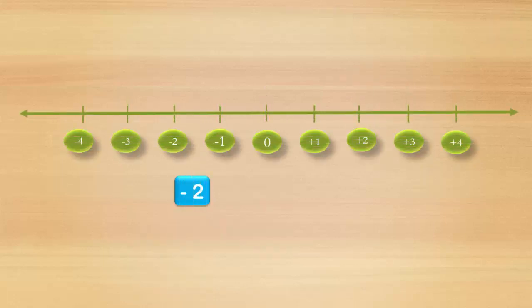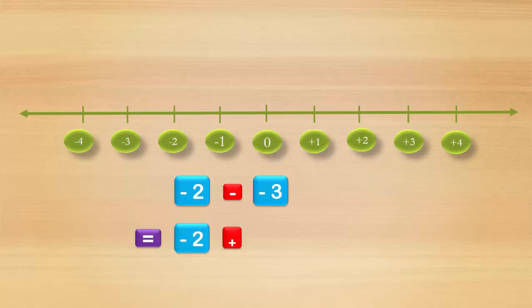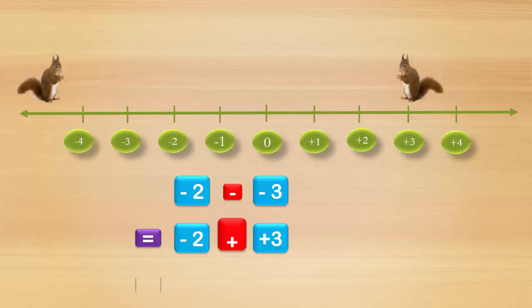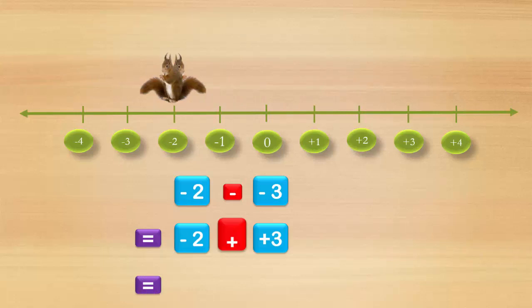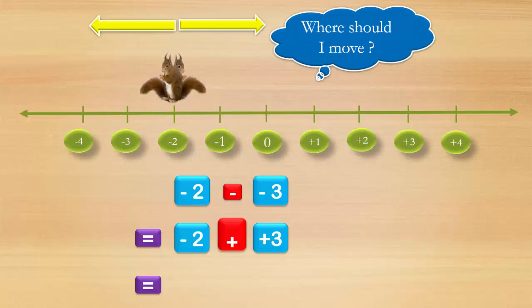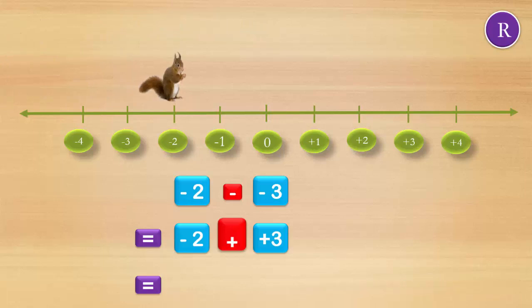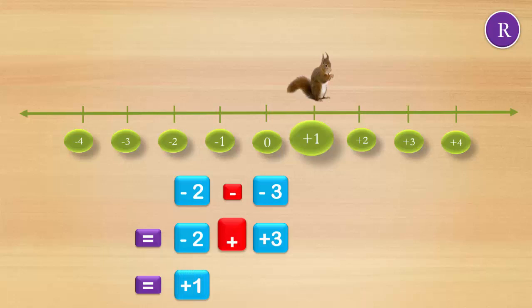Next example. Negative 2 minus negative 3 is equal to negative 2 as it is, plus, change of the second number. Yes, we change the sign, positive 3. So the squirrel is on negative 2. Directions, question again. They are confused, and as per the rule, we have to move toward the right hand side. Here we go. 1, 2, 3. The squirrel reaches positive 1, so the answer is positive 1.